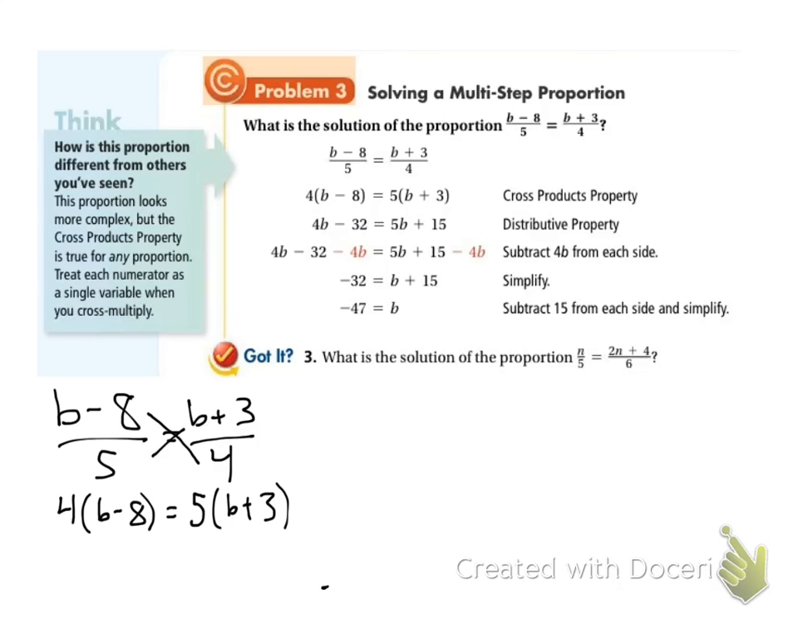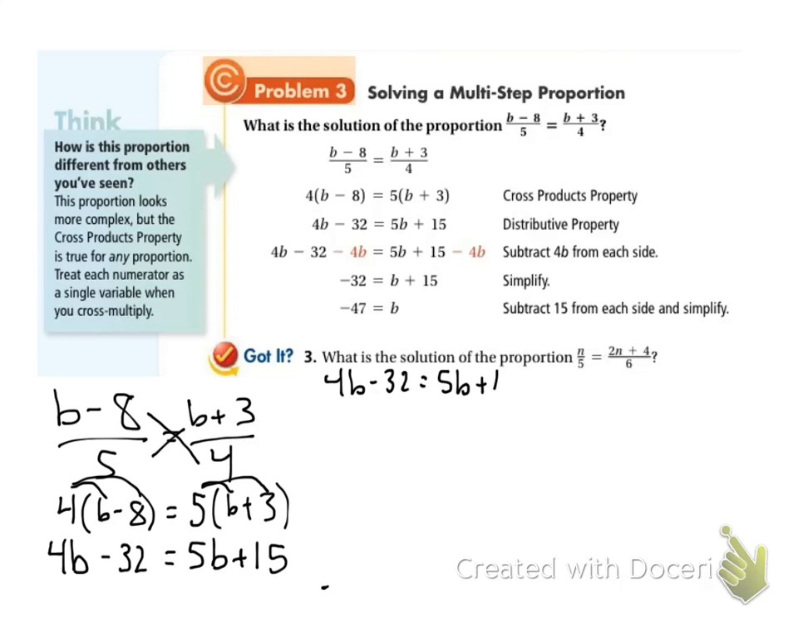Okay, I need to distribute now. So I'm going to distribute my 4 in. 4 times b gives me 4b. 4 times 8 gives me 32. So minus 32 equals, distribute my 5 in, 5b plus 15. Now it's just like a regular equation like we did before. I'm going to move it up over here, 4b minus 32 equals 5b plus 15.